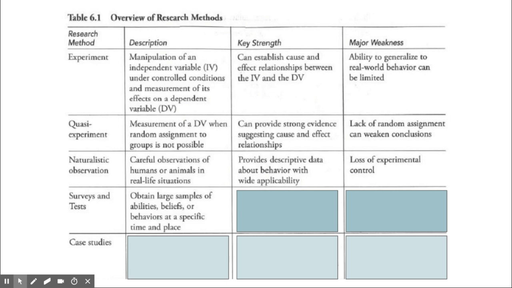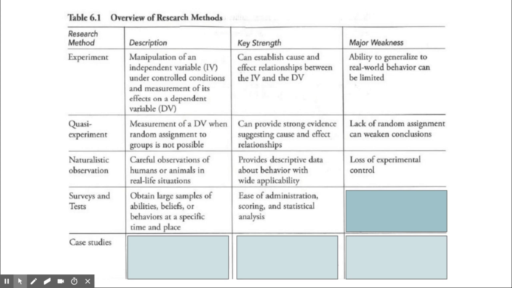Survey and testing, you can get a large sample of a lot of different abilities and beliefs and behaviors at one time in one place. It's really easy to administer. It's really easy to score. You get a lot of statistical information that can be used for a variety of different ways, good or bad.